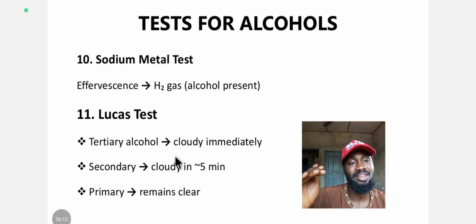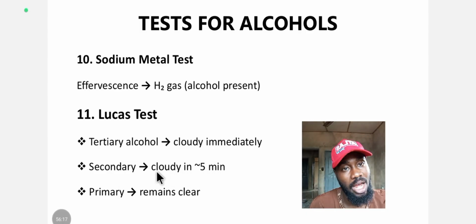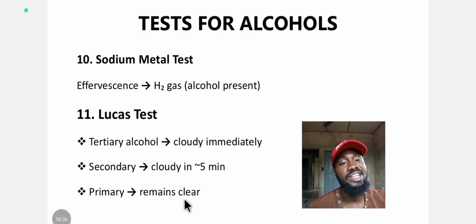So the tertiary is the highest, which turns cloudy immediately. Then the secondary turns cloudy within 5 minutes in the Lucas test. Then if a primary alcohol is present, such as ethanol, it remains clear.